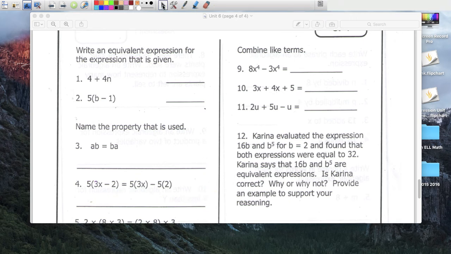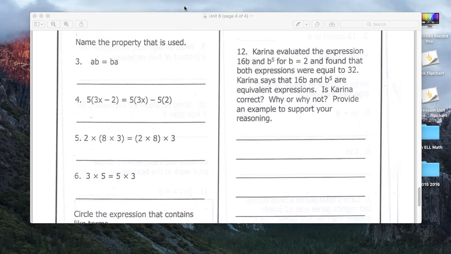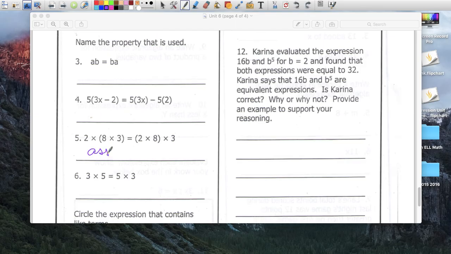And number 5, let's see, this is the associative property of multiplication. Associative property. And this is, again, the commutative property of multiplication. Okay.